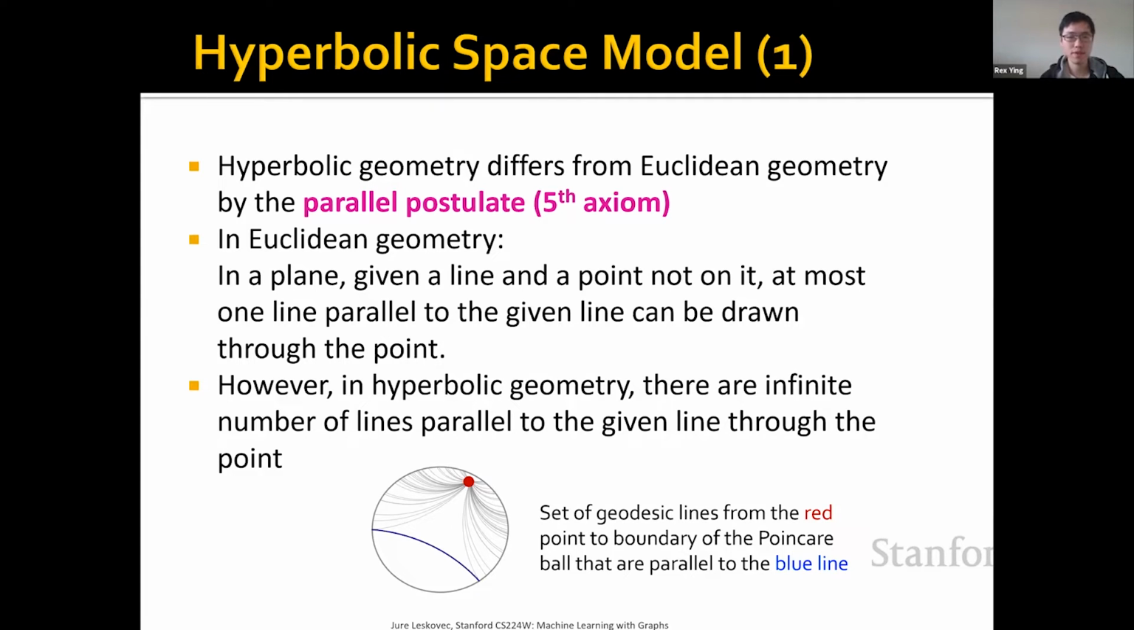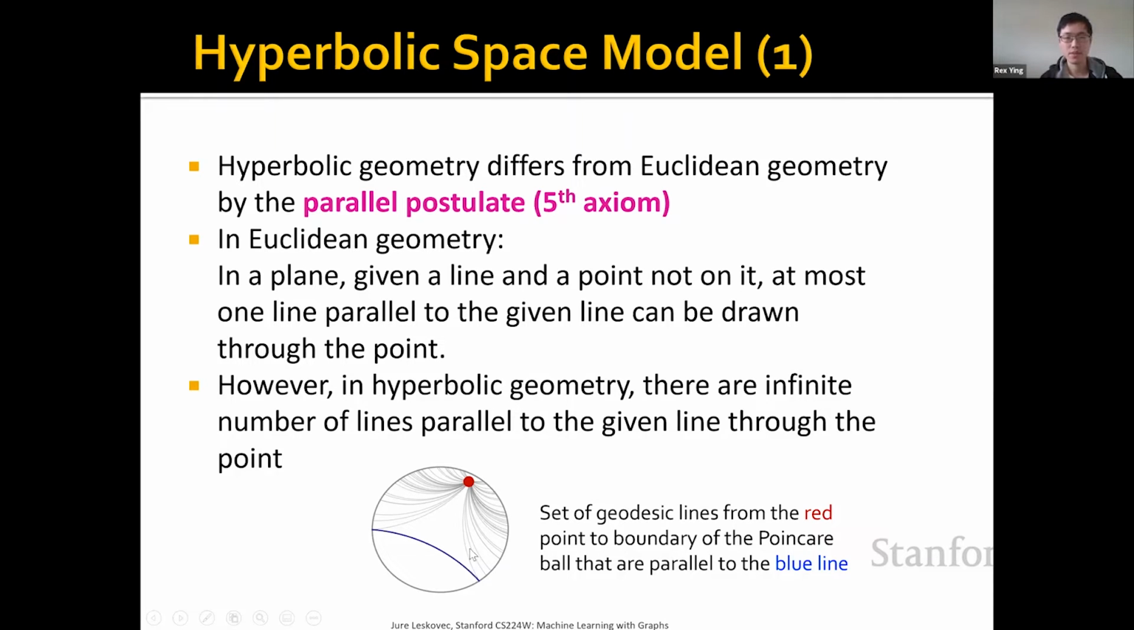This might not seem very intuitive because we are very familiar with Euclidean space, but here is a representation of a hyperbolic space in terms of the Poincare ball. We will explain what the Poincare ball is later, but it's basically a way to visualize the hyperbolic space in Euclidean space. You can see the blue line here. It looks like a curve, but it is actually a straight line in the hyperbolic space. And we can also define a red point here, which is another point that is not on the line.